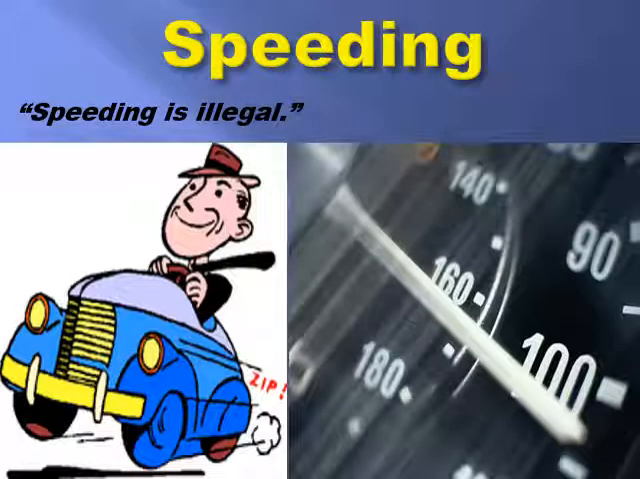Next we have speeding. So in English, speeding means you're going faster than the speed limit. You're doing something illegal. So if you're driving 25 miles an hour and the speed limit is 20, we say you're speeding. You're going too fast, faster than the law allows. We call that speeding.